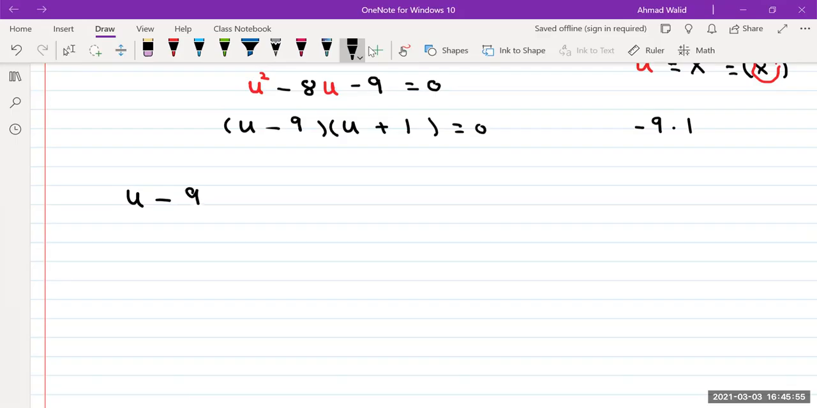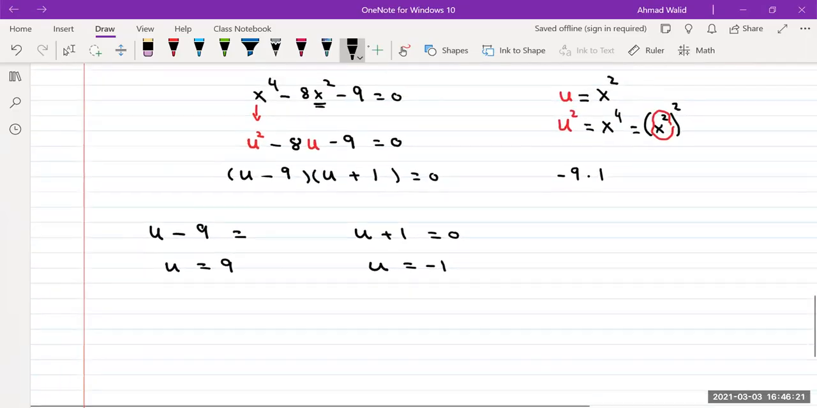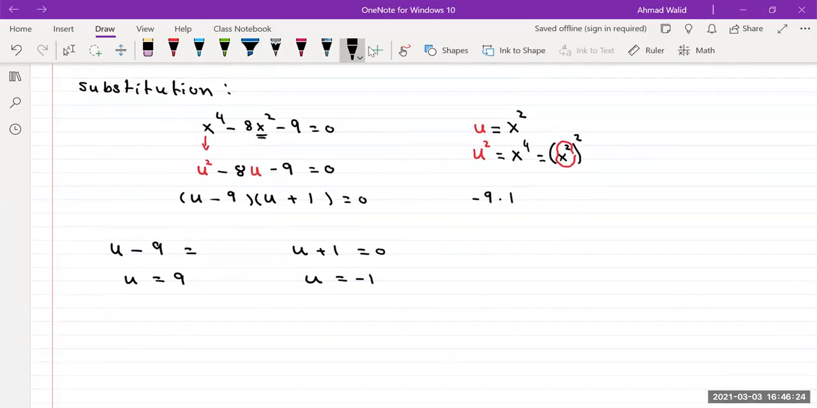Now, using the zero property, u minus 9 equals 0. It means u is equal what? 9. Also, u plus 1 equals 0. It means u is equal negative 1. But remember, is this the solution of the equation, u equals 9 and u equals negative 1? Should I say, oh, this is the solution, I'm done? No. Look at your original problem here. In your original given problem, you don't have u, you have x, correct? Then you need to do one more step.